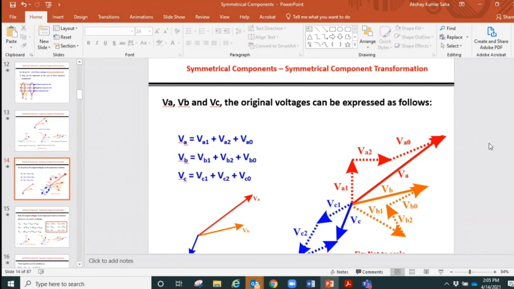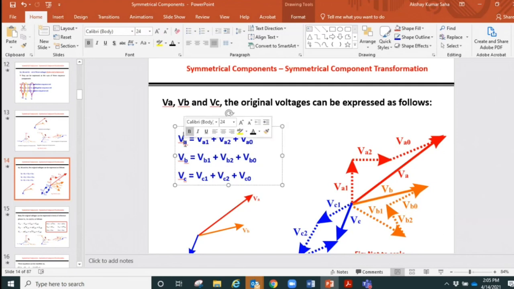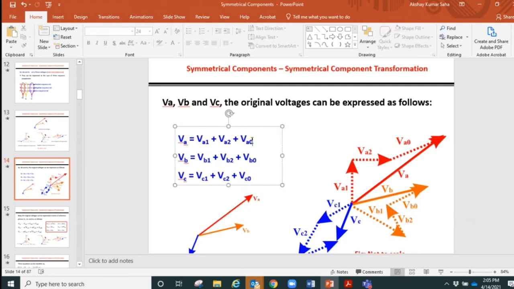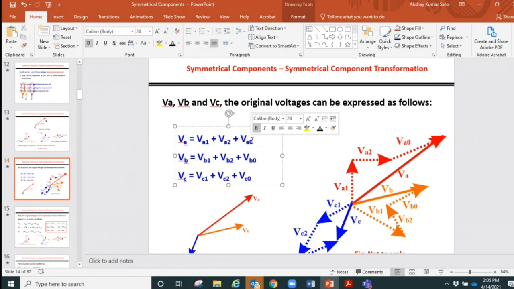So the voltages can be obtained by the sum of the three components, positive, negative, and zero. That is what is shown here. A phase voltage can be obtained by the addition of all the three components that we resolved from Fortescue's theorem. Fortescue's theorem helped us to get these three components, positive, negative, and zero. Now we have them. If we add them together, we go back to the original. That is the fundamental that is shown here on the slide.